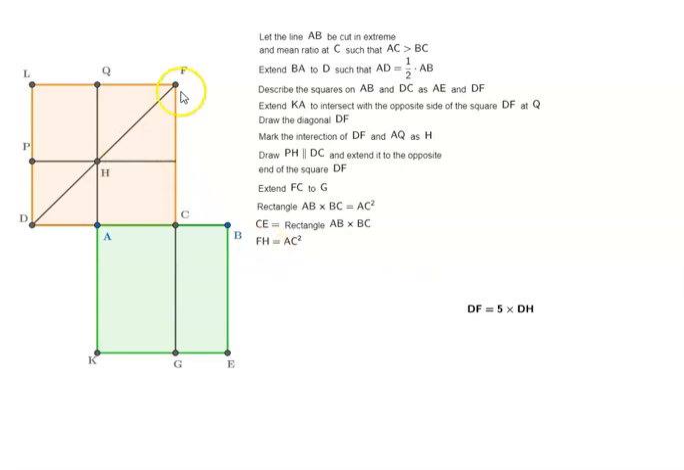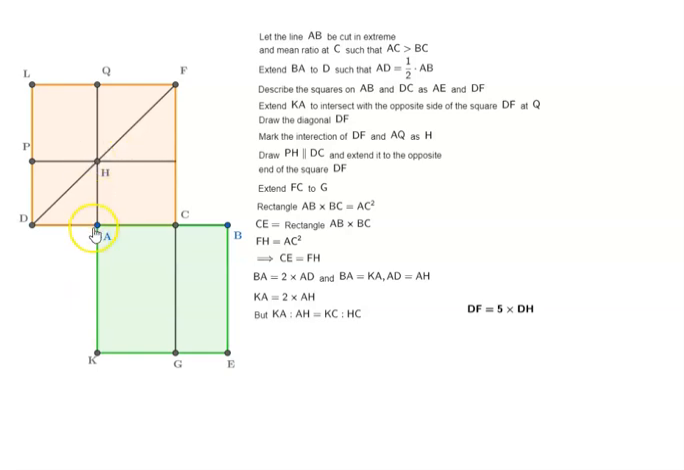Now FH is equal to AC square, which implies CE is equal to FH, because AB by BC is AC square and AC square is equal to FH. Now BA is equal to 2 times AD because AD is half of AB. And BA is equal to KA. AD is equal to AH. So that means KA is equal to 2 times AH.